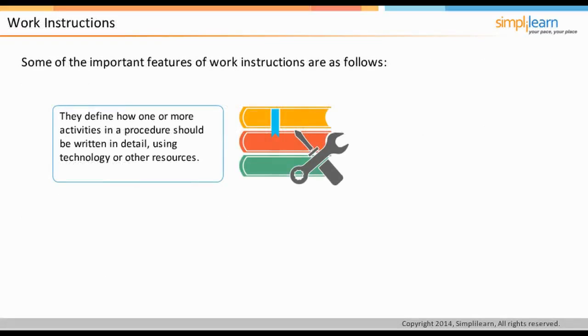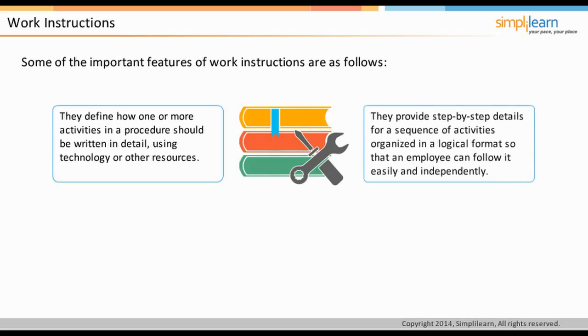Work instructions define how one or more activities involved in a procedure should be written in a detailed manner with the aid of technology or other resources like flowcharts. They provide step-by-step details for a sequence of activities organized in a logical format so that an employee can follow it easily and independently. For example, in the internal audit procedure, how to fill out the audit results report comes under Work Instructions.